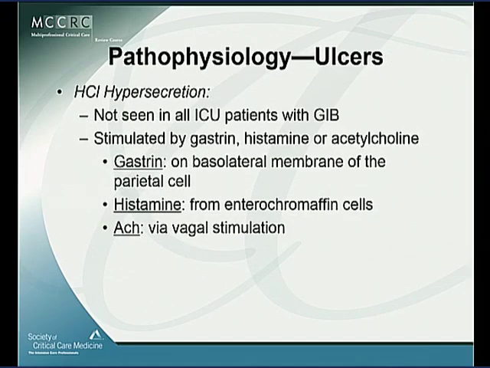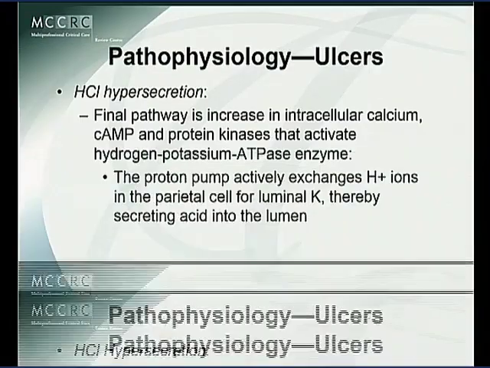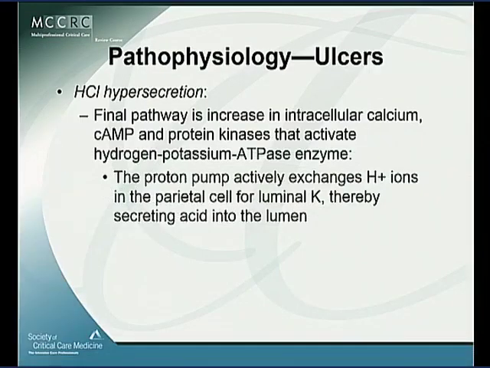Hydrochloric acid or acid hypersecretion is really not the most common cause in ICU patients with GI bleed. However, here is the acid story. It's stimulated by gastrin, histamine, and acetylcholine, the latter by vagal stimulation. The final common pathway in this acid story is, of course, through the cyclic AMP calcium pathway that ultimately activates that hydrogen potassium ATPase pump, and that's therefore the rationale for using proton pump inhibitors and H2 receptor antagonists.